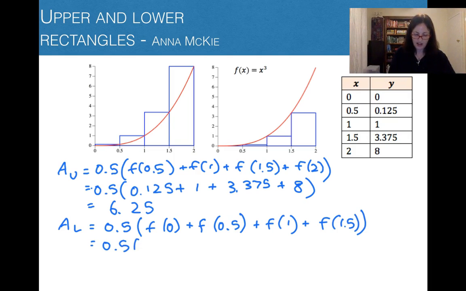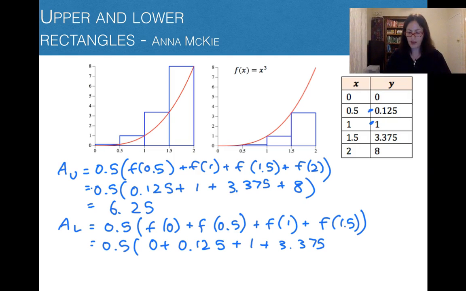And then we use our table. F of 0 is 0, so we'll put 0, adding on f of 0.5, 0.125, f of 1, and f of 1.5. You'll notice that the middle 3 each time get used in both the upper and the lower, and the ones on the extreme only get used once. That's exactly what's supposed to happen. And then the calculation for that is 2.25.